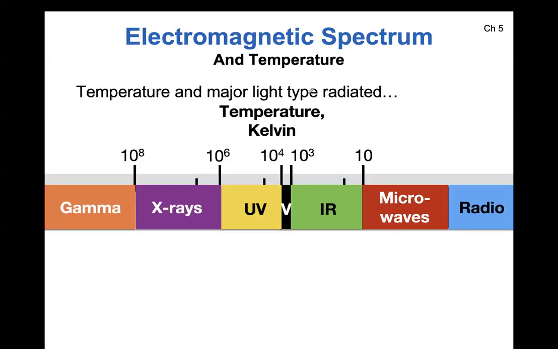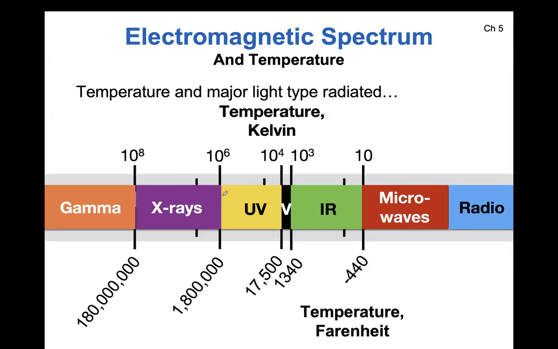All right. So temperature and the major light type radiated can be directly related to the spectrum like this. We could actually look at the electromagnetic spectrum and split it into temperature ranges. So far we've looked at the electromagnetic spectrum and the seven types of light, and we've really just seen it as splitting it up into wavelength categories, but here we're splitting it up into temperature categories. So something that emits gamma rays through black body radiation is going to have a temperature that's over 180 million Kelvin.